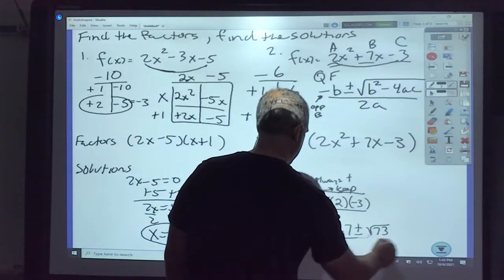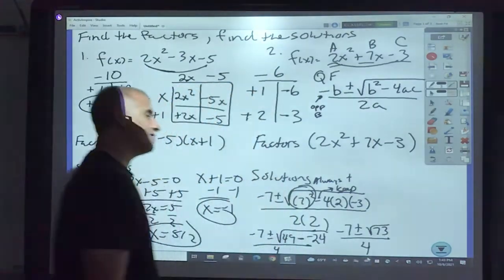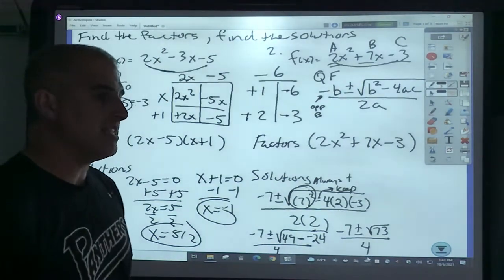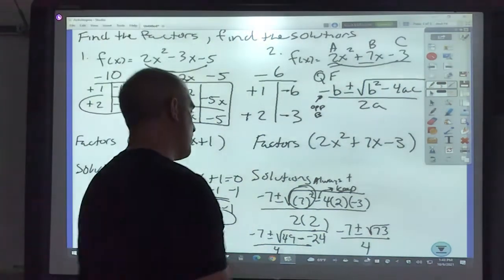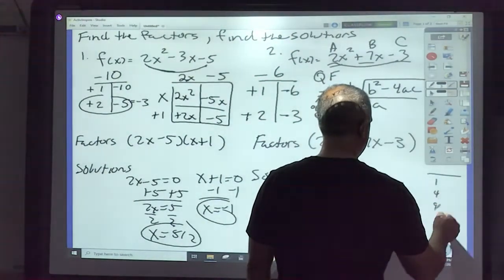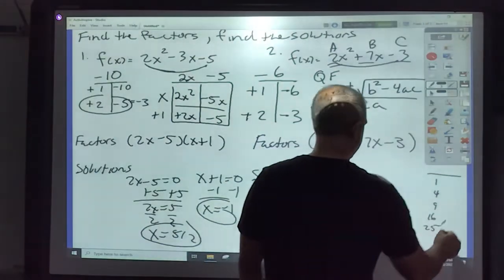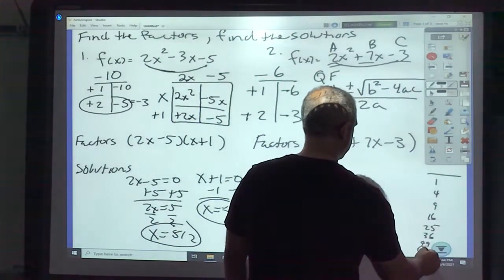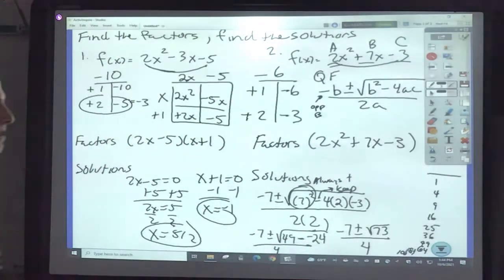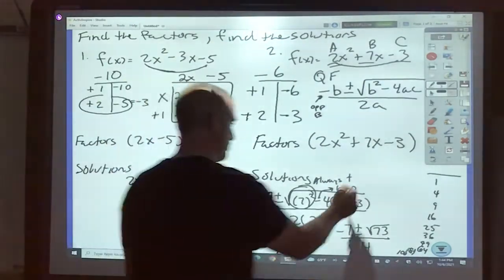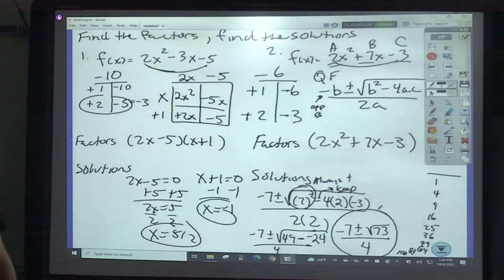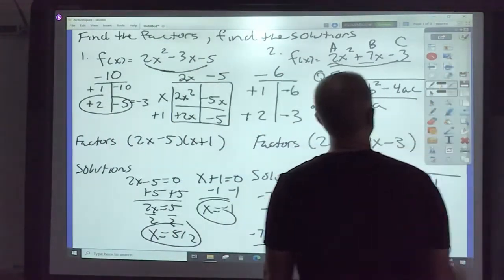Now, what you have to check with 73 is whether there are any perfect squares that go into it. What is my perfect square list? 1, 4, 9, 16, 25, 36, 49, 64, 81, 100. Do any of those go into 73? If the answer is no, it can't be reduced. So my solutions here are just going to be that. If it reduces, I'm going to try to reduce it.